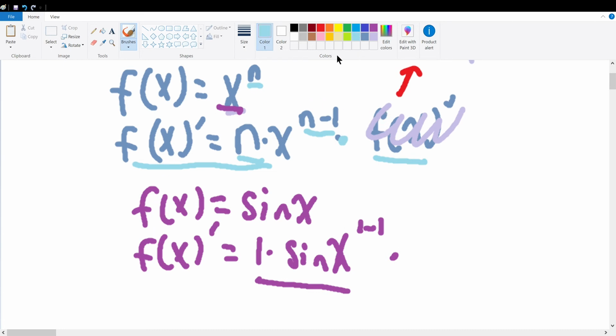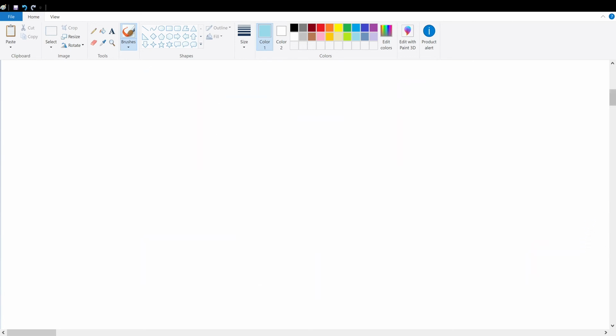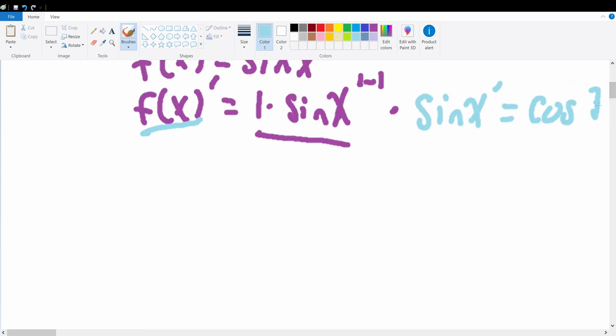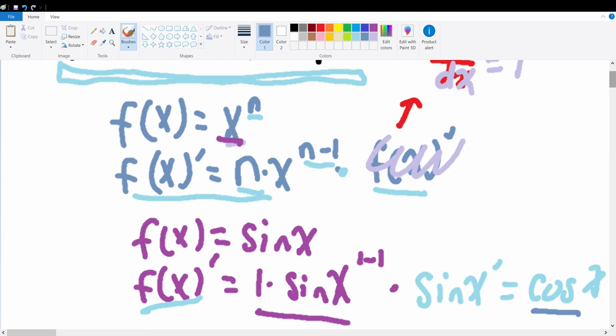Now, if you don't multiply it by the original function's derivative, you really won't get an answer, right? So you have to multiply this by sine x's derivative, which is cosine of x. So the answer should be cosine of x. And that's how the power rule will work for trigonometric functions. So we're using the definition to its full extent, right?